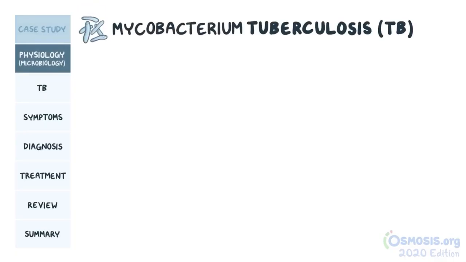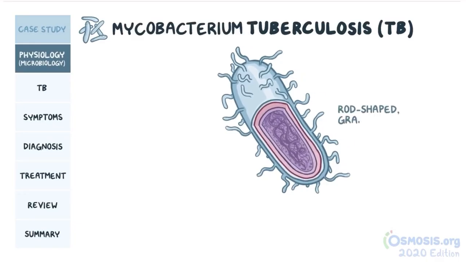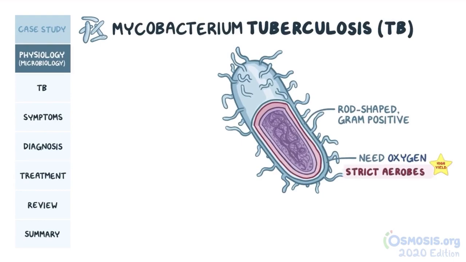Mycobacteria tuberculosis are slender, rod-shaped, gram-positive bacteria that need oxygen to survive. In other words, they're strict aerobes. One piece of high-yield information is that they've got an unusually waxy cell wall made of mycolic acid, which is composed of long chains of branched lipids.